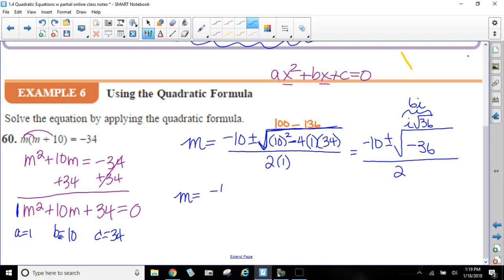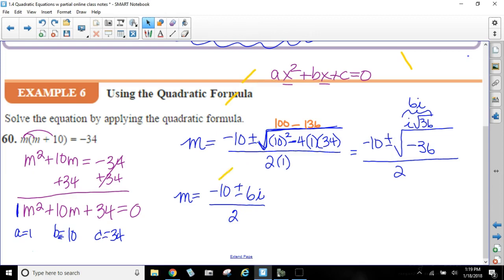m is equal to negative 10 plus or minus 6i all over 2. Now you need to reduce if possible, and you can't just reduce a couple of these places. You don't just want to say like the 6 and the 2 reduce. You can't just reduce there unless you can, and we can on this one, reduce all 3 places. Okay?